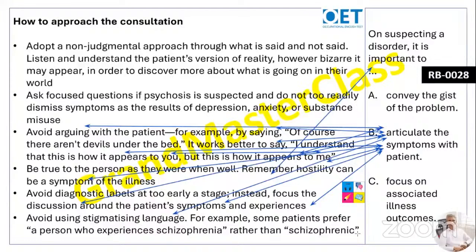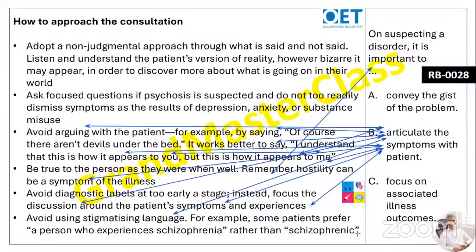So don't label. If you say you are mental, he'll definitely get angry. If you say your behavior is not normal, okay, that's fine. But if you say mental people do what you are doing, then they'll get angry. So stigmatizing language, labeling them as mental people like that, don't use such labels.